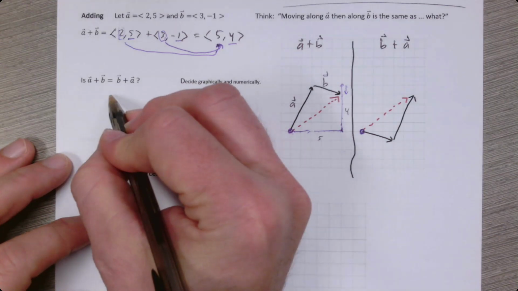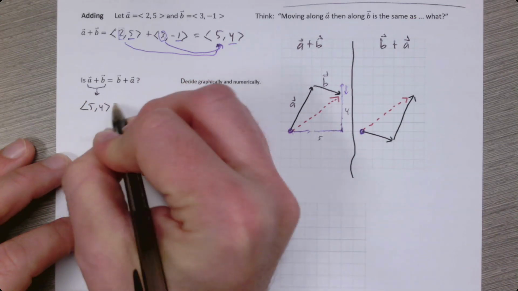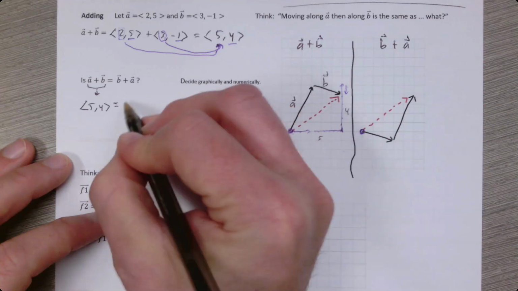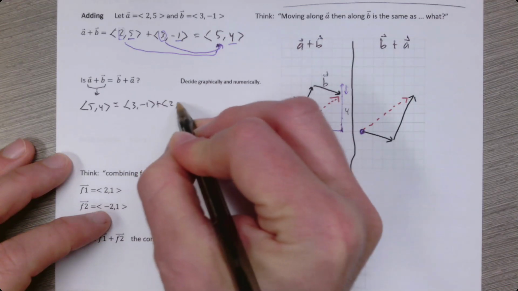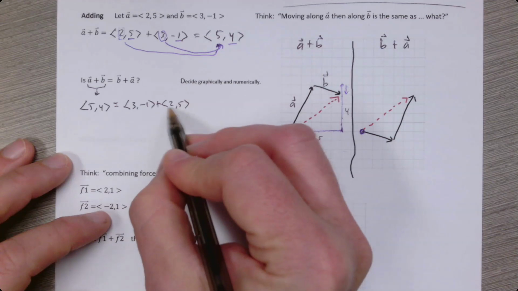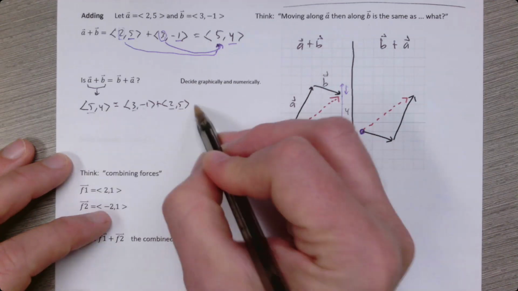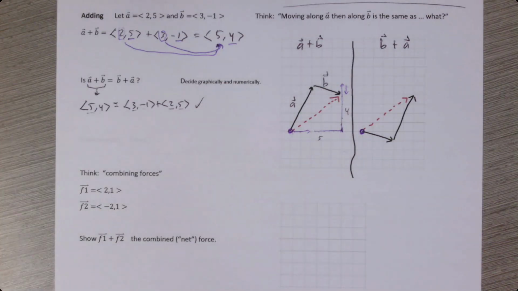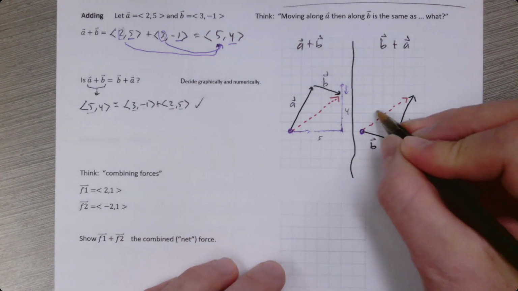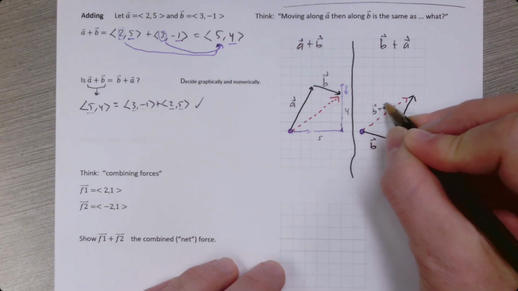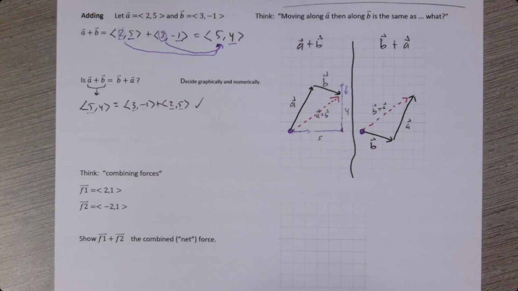You could do it numerically this way. So we already know that A plus B is 5, 4. Let's do B plus A. So B is 3, -1. A is 2, 5. And again, if I add the x component separately and the y component separately, I do get the same thing. So here, let's notate this. B, A, and then this red arrow is B plus A. This red arrow is A plus B, but we know they're the same.